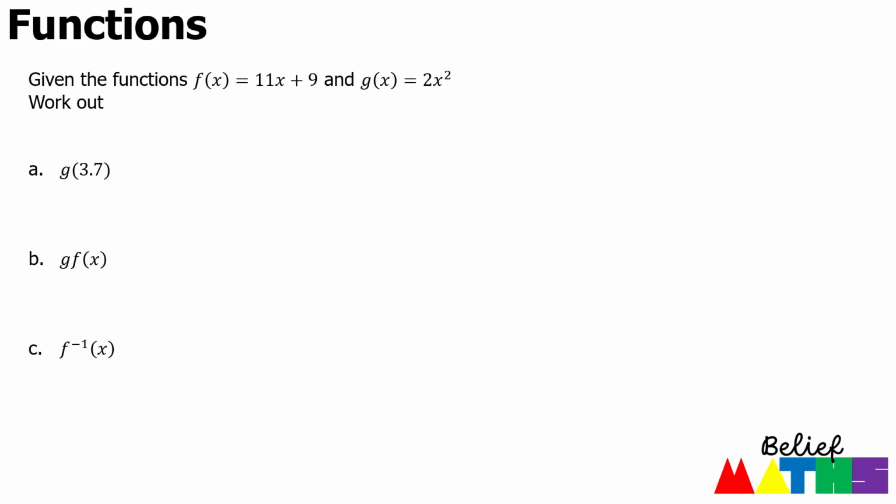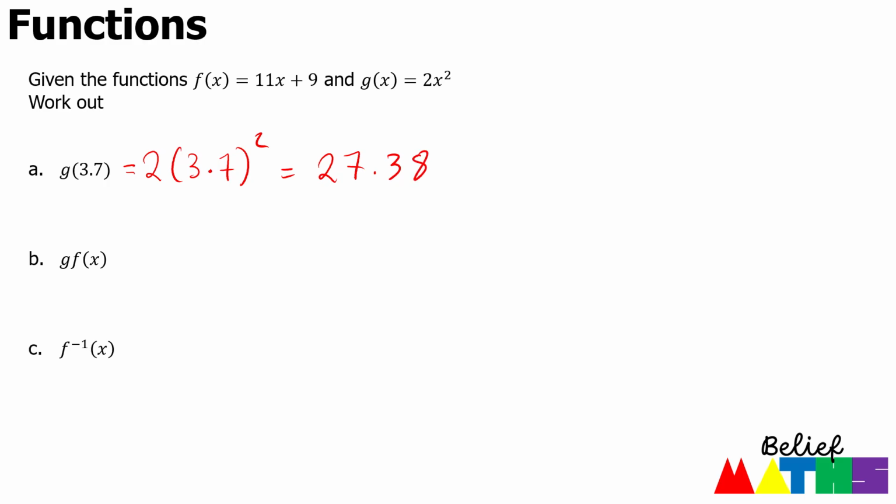Okay, the next topic we're going to look at is functions. And in this case, we've got g of 3.7. That just means we're going to substitute 3.7 in for x in g of x. So we get 2 times 3.7 squared, which when you work that out is 27.38.